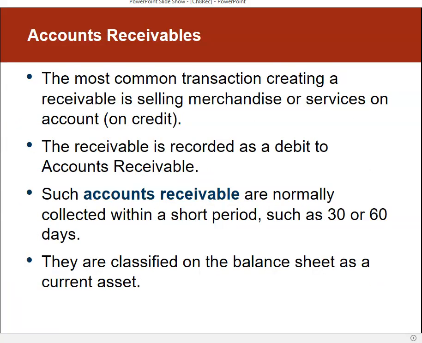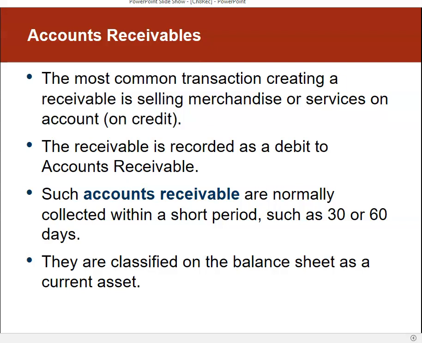Okay, so as our slide says here, the most common transaction creating a receivable is selling merchandise or services on account. And you may recall that very early on we went through the exercise related to the accounting equation, and we looked at how assets go up, how assets go down, liabilities up and down, and then the impact on owner's equity.